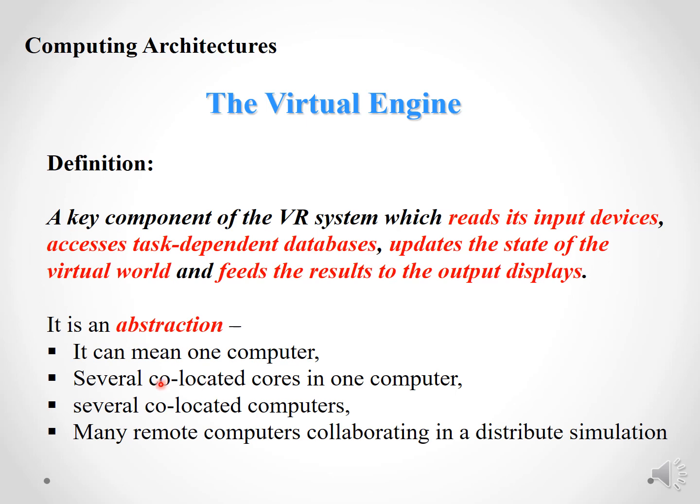So a number of cores, meaning components inside one computer, can also be considered as a virtual engine. Besides that, you can also consider this virtual engine as several co-located computers. This means several computers at the same place. Or you can refer to this virtual engine as many remote computers collaborating in a distributed simulation. It means many computers that can collaborate or work together remotely or through networks.